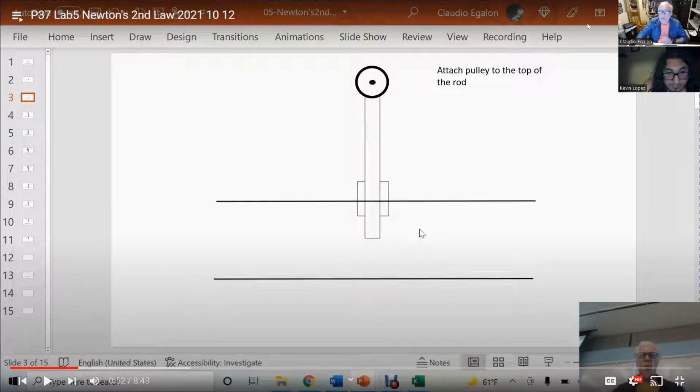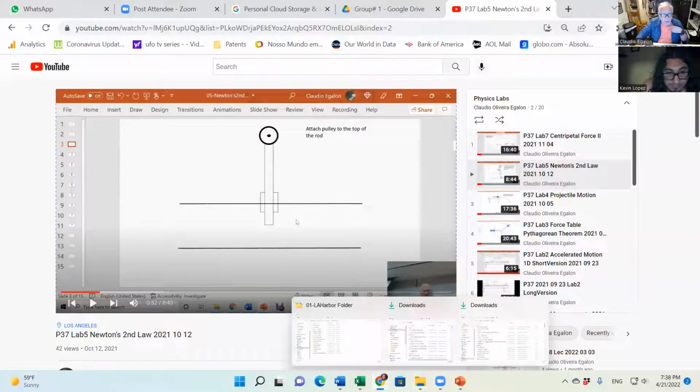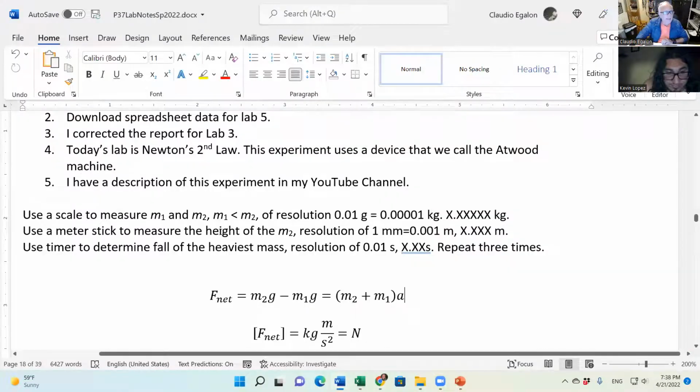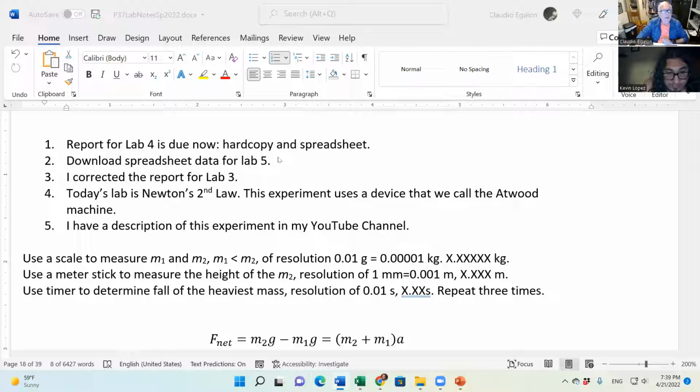Before we continue, let's make sure that we got the data, the spreadsheet. Everybody got the spreadsheet for lab number 5? Download the spreadsheet data for lab number 5. I want to hear from you. That's the first thing you've got to do. Don't forget to upload the report for lab 4. And I have the report for lab 3 corrected for you. Everybody got it, okay.